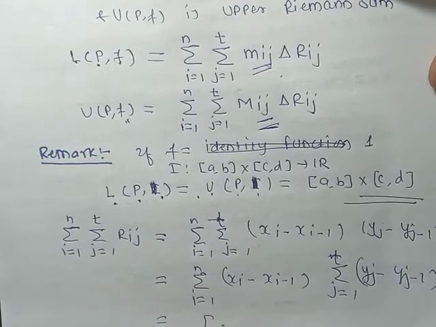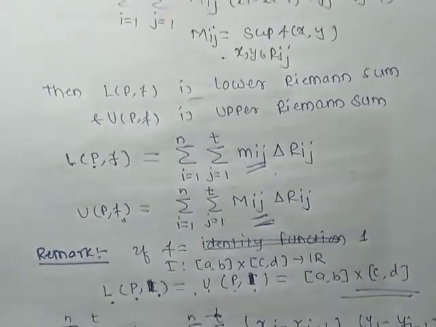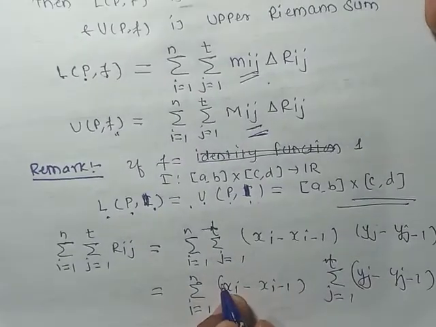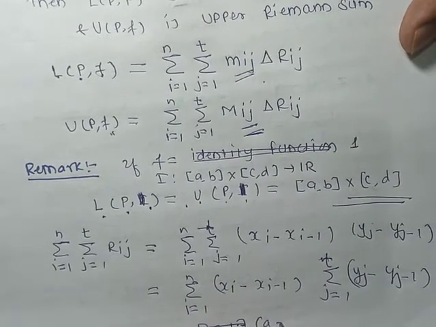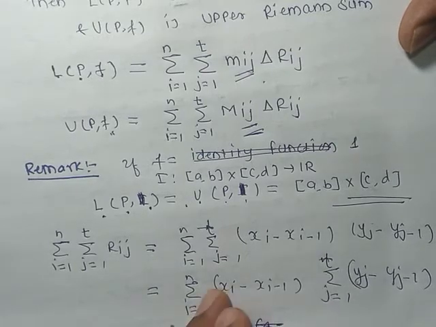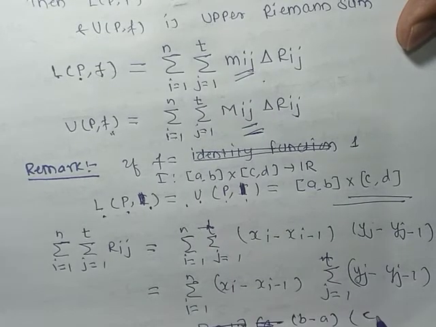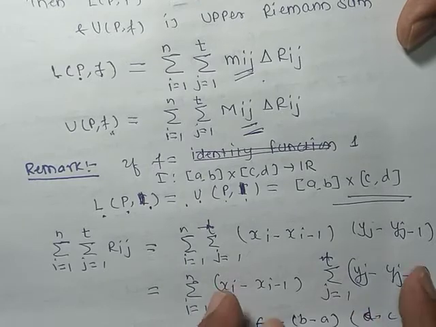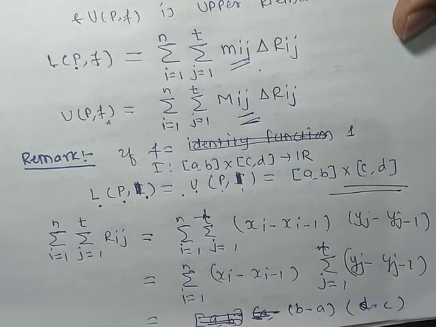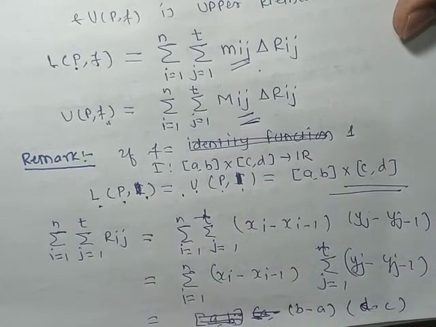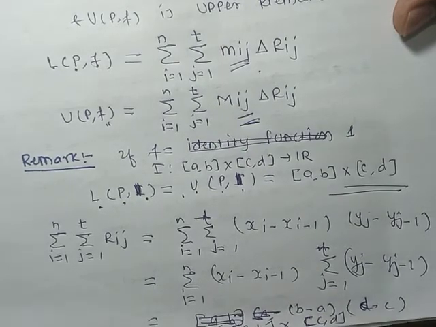If we solve this, we get a rectangle A cross B, and this is a rectangle. Or we can say this is the length b minus a, and this is the length d minus c. If we solve these two, we get the length of the interval AB and the length of the interval CD. So we get the area of the rectangle A cross B cross C comma D.